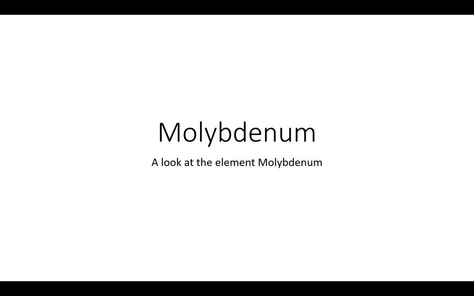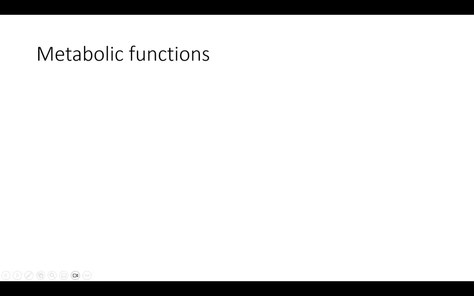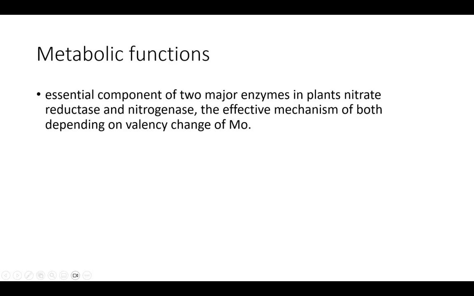Molybdenum. A look at the element molybdenum as it relates to plant nutrition. Metabolic functions of molybdenum. It is an essential component of major enzymes in plants such as nitrate reductase and nitrogenase. It's the effective ion in both, and it depends on the valence charge of the molybdenum.